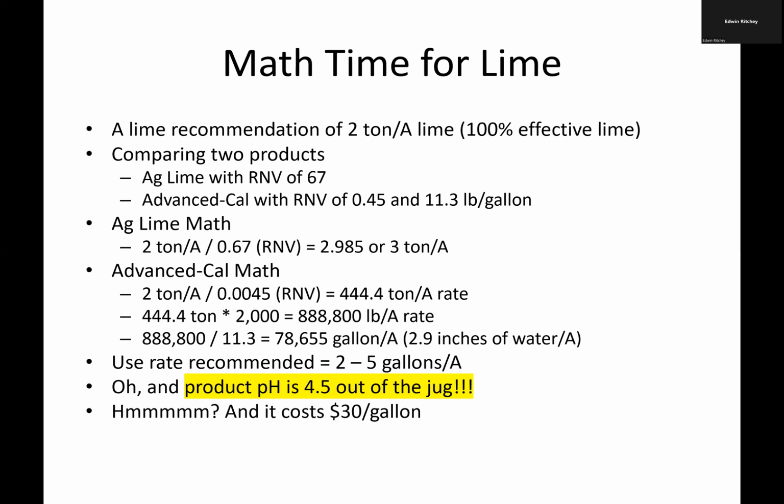And it costs about $30 per gallon. So you can do some math real quick and say, ooh, that's pretty expensive. And the ironic thing is the pH right out of the jug is a pH of 4.5. So there's so many things wrong with this. Just please don't be sucked into their little spiel.